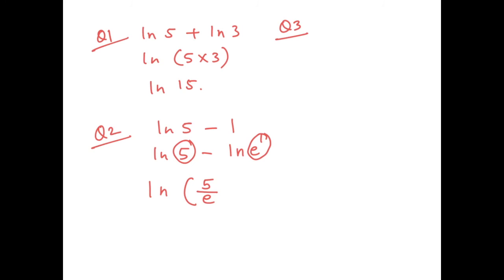Question number 3. 2 ln 7 minus 3 ln 2. So now the third rule we apply first. It will be ln 7 square minus ln 2 cube. As it is in minus, it will be ln 49 over 8. That's our answer.